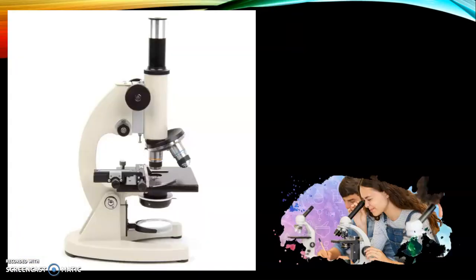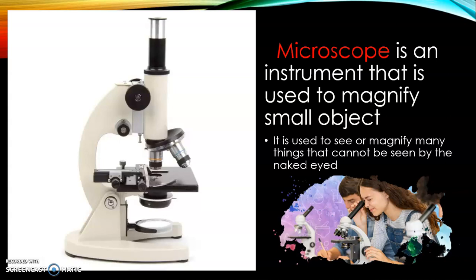Going back to the microscope. A microscope is an instrument that is used to magnify small objects. The microscope is an important investigative tool used for studying objects and organisms around us. Microorganisms like bacteria can be observed through the use of a microscope.